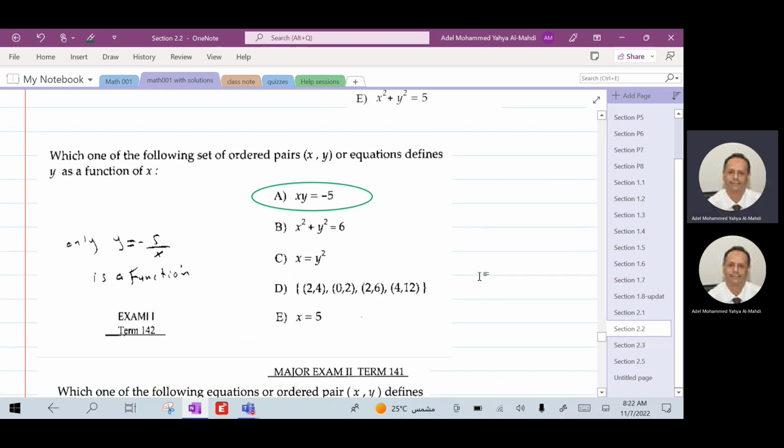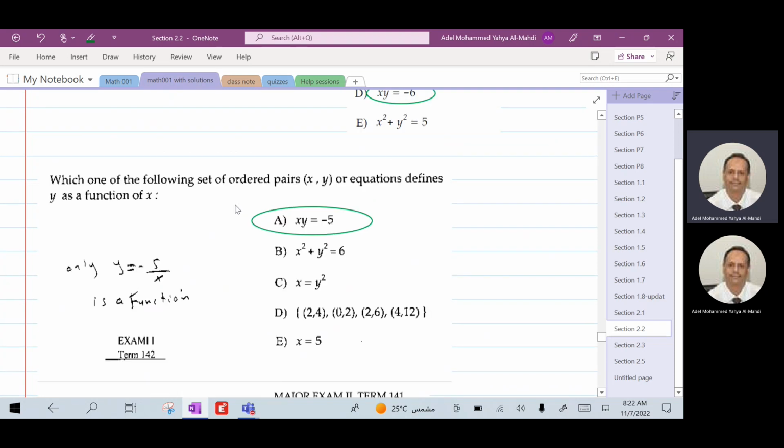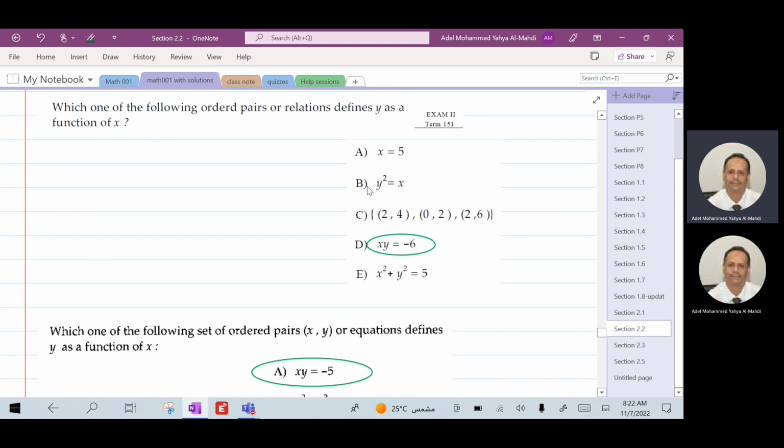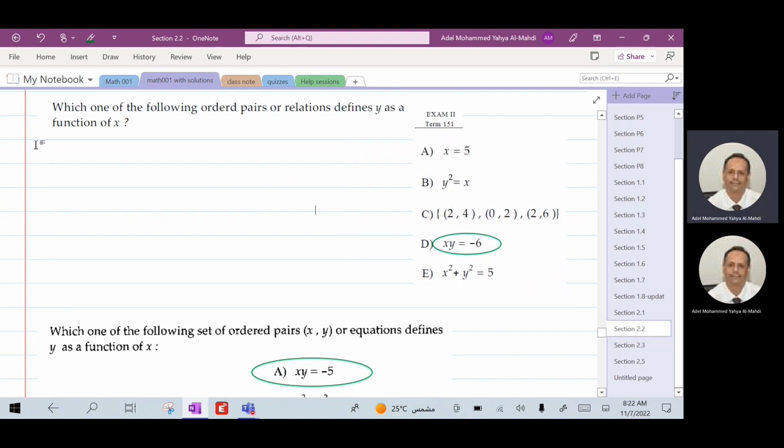Look at this question, which one is a function? E is a vertical line, so it is not a function. Looking at D, the first component 2 is repeated, so it is not a function. C has y squared, so it is not a function. B has y squared, not a function. For A, we don't have absolute value of y and we don't have y squared, so it is a function. It will be y equals minus 5 over x.